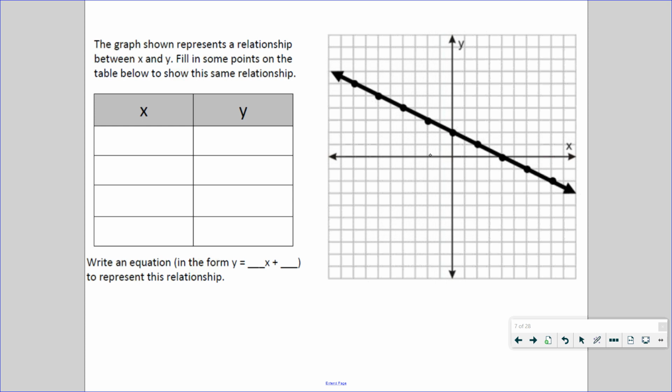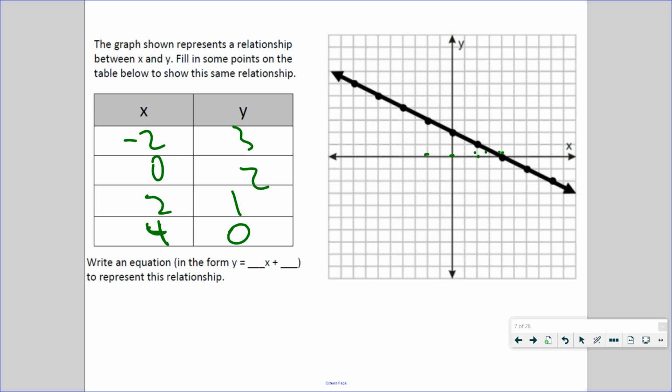So start at the origin. Negative 2, 3. Negative 1, I don't know, so I'm going to skip that. 0, 2. 2, 1. Then it says write an equation in the form of y equals blank x plus blank to represent the relationship. All right, let's think.